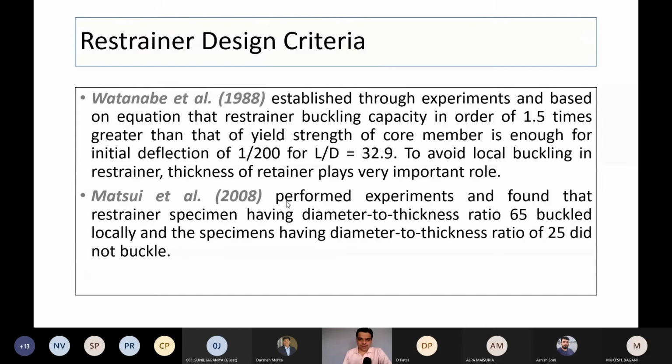One more experiment was done. Of course, there are numerous experiments. I have just highlighted a couple of them here for quick understanding. Numerous experiments were performed and found that restrainer specimens having a diameter to thickness ratio of 65 buckled locally, and the specimens having a diameter to thickness ratio of 25 did not buckle. So this is one more study which was done for identifying what the diameter to thickness ratio should be. When that ratio was kept around 25, there was no buckling.